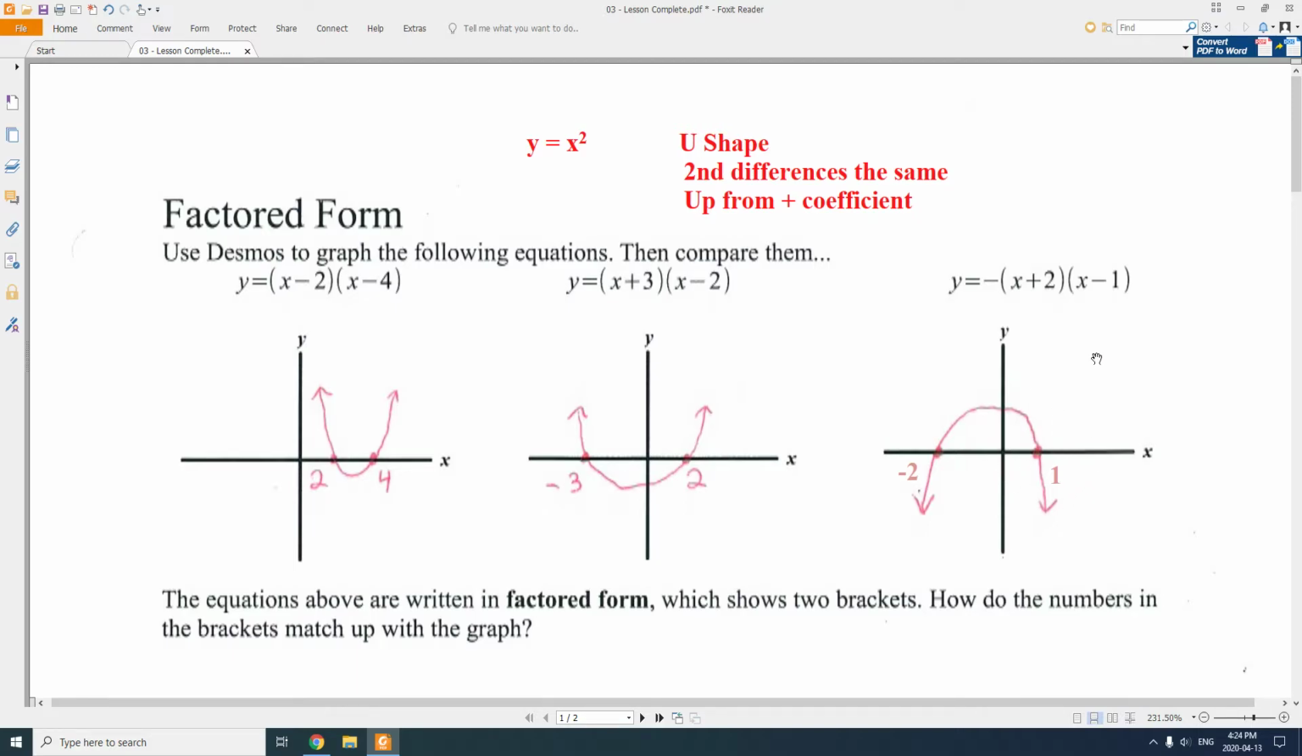So the factored form actually gives you the x-intercepts right away. All you have to do is take the numbers out of the brackets and swap the signs.